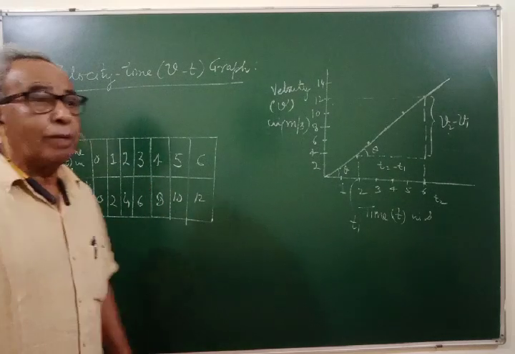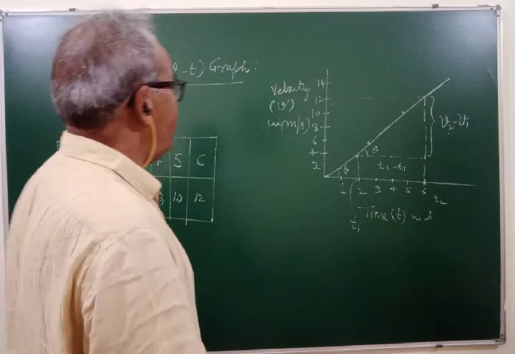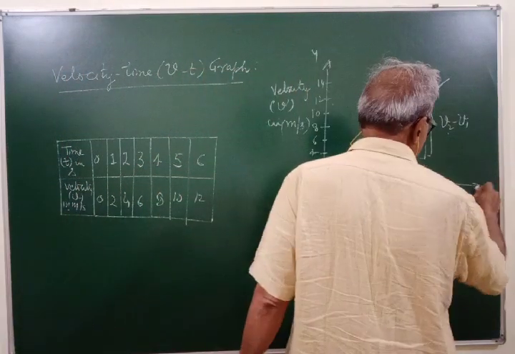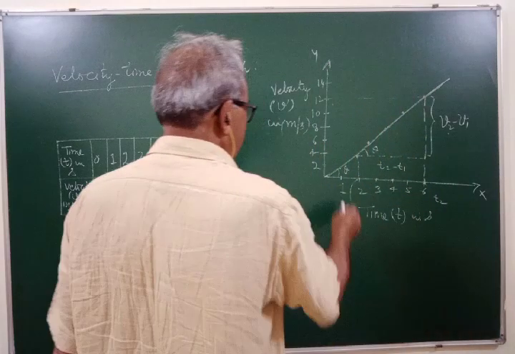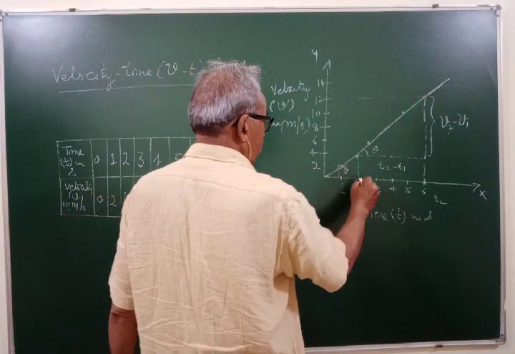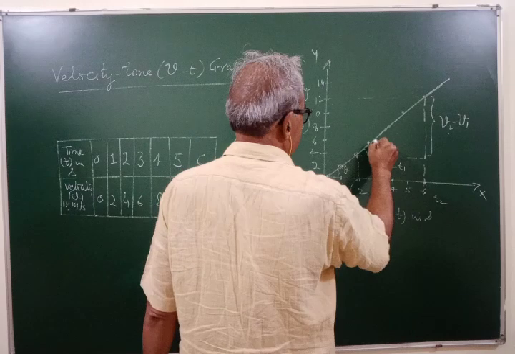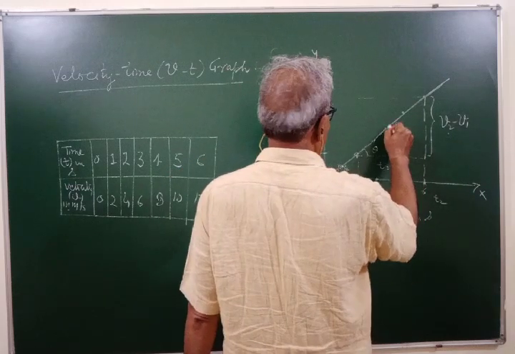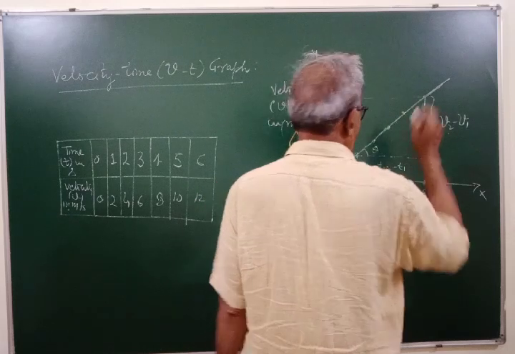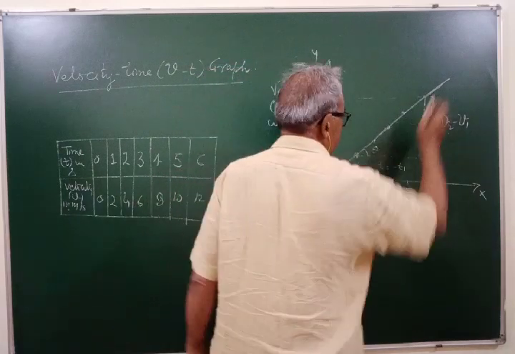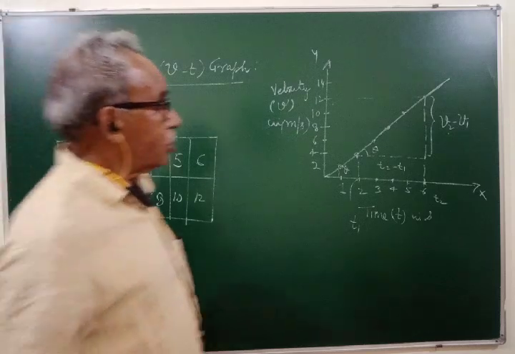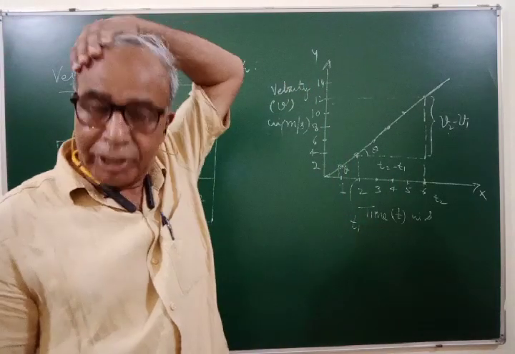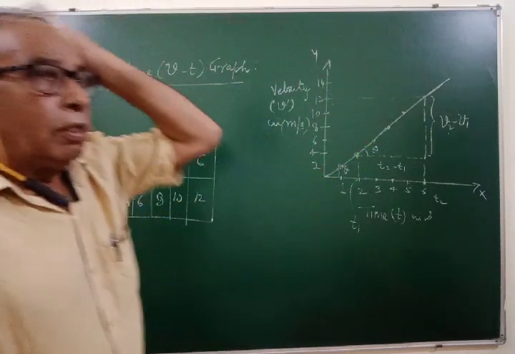Now to plot the velocity-time graph, what do we do? We take velocity along the y-axis and time along the x-axis. And we mark the points here, 2 and 4, and then 6, okay, and then 8 and then 10 and 12, and we join all these points. So we get a straight line making a certain angle theta with the time axis.